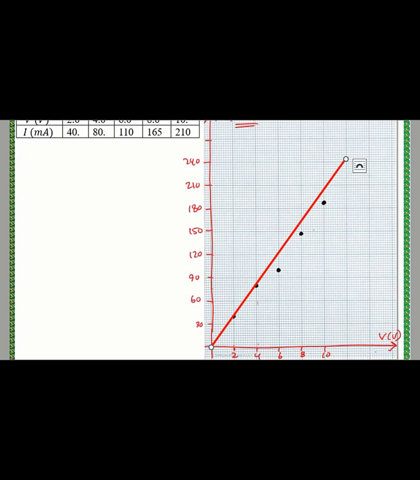So try to slope the line as if it passes through many points, and the number of points below it equals almost the number of points above it. So also this is wrong. This is better.